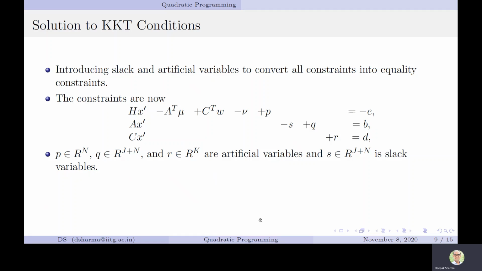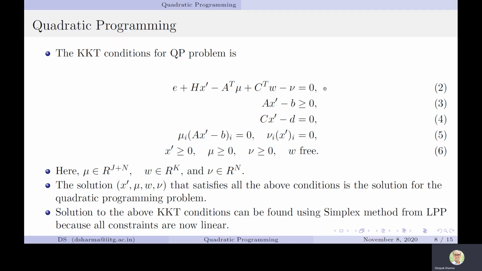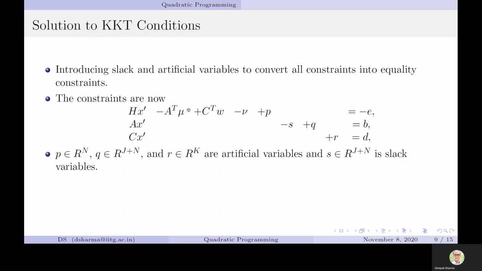Now, since we have to solve these KKT conditions, let us add those artificial and slack variables. So I'm going back again. Equation number 2 has an equality constraint, so we know that an artificial variable will be added. Equation 3 has a greater than type. This means we are subtracting the slack variable as well as adding one artificial variable. Similarly here, this is an equality constraint. So let us see how we are doing it.